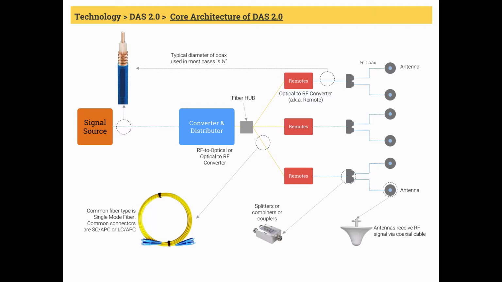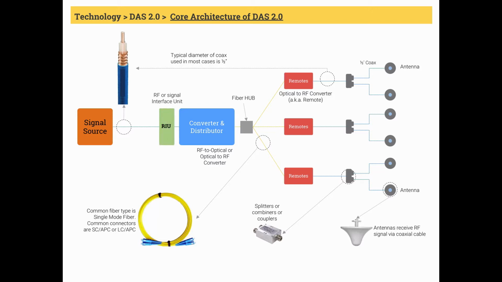Depending on how engineers want to split the RF, we may have a splitter or coupler between the remote and antennas. In most cases, multiple antennas will be connected to a single remote. Let's introduce two more elements to this architecture.